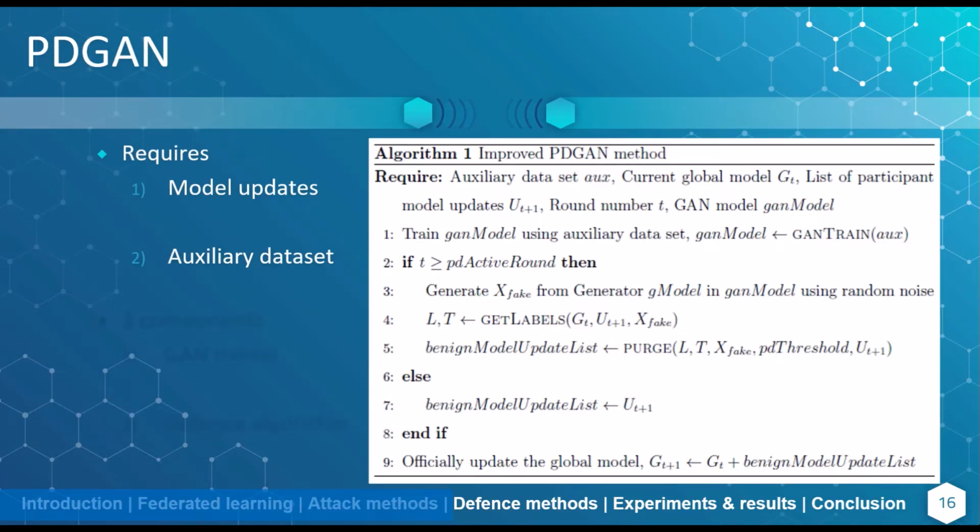Now, to the PDGAN. The deployment of PDGAN will be at the central server, where the model updates are pulled together and the auxiliary dataset exists.